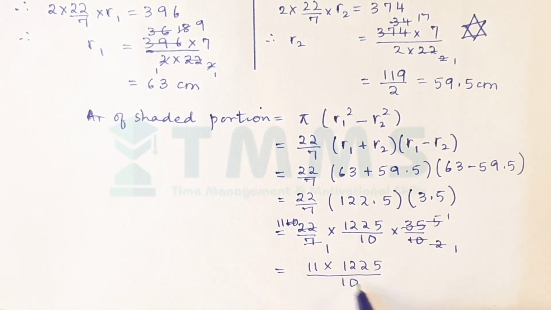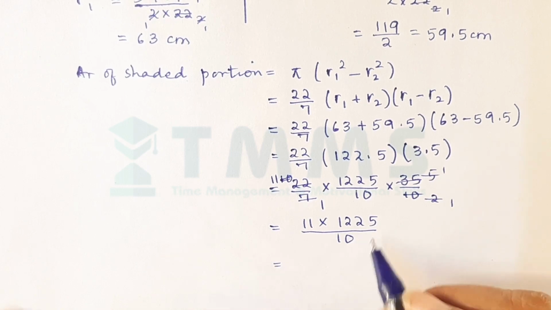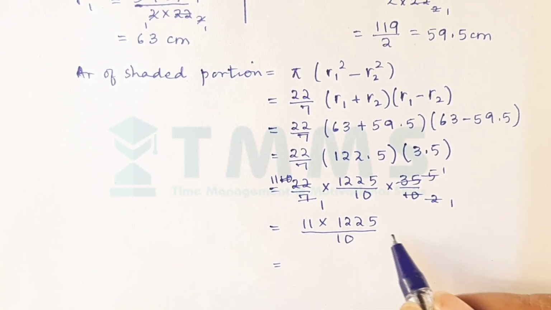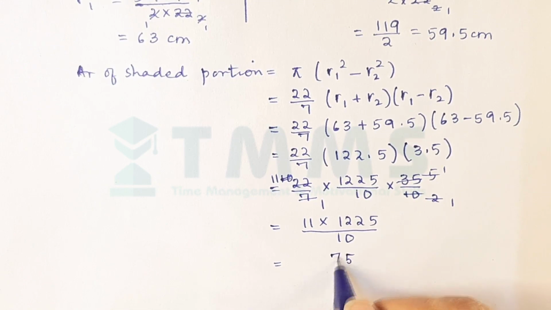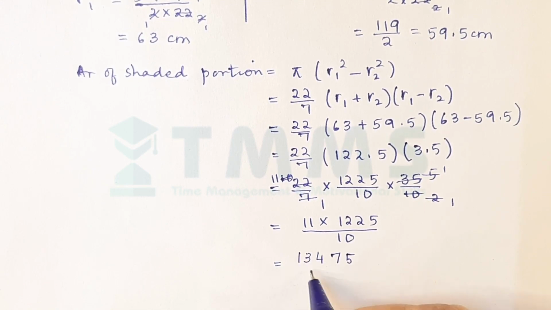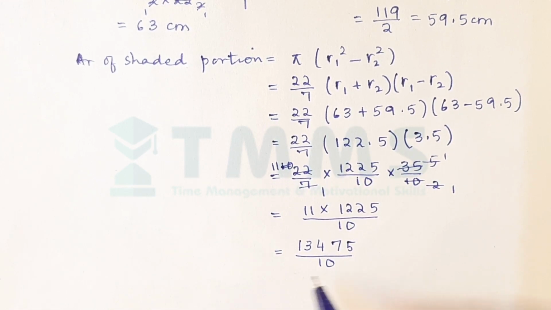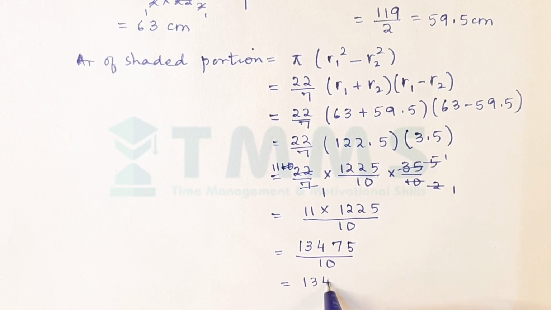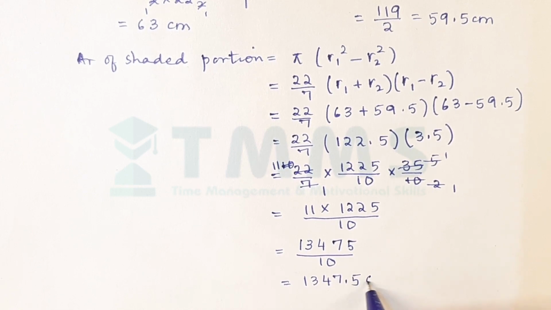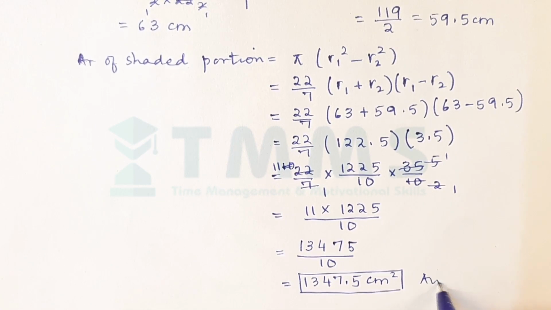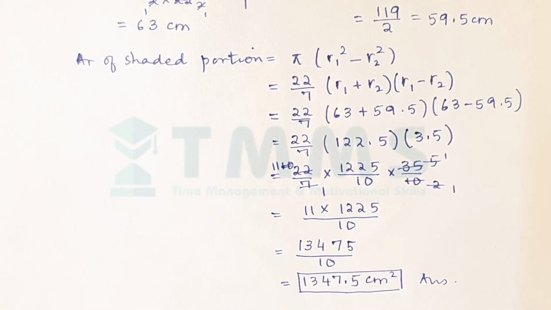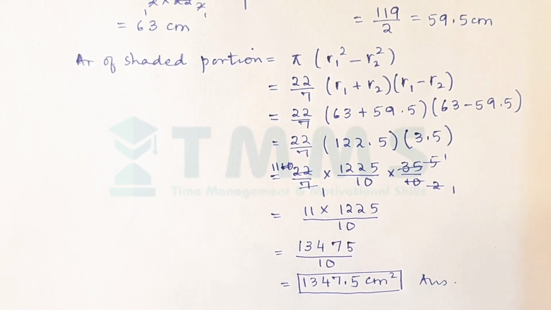1225 upon 10. Now, remember how to get multiple of 11? I have my videos on quick calculations. You can refer to all the shortcuts to get 11 times multiple. I won't waste time on this. So that is how we get the multiples. And then we will have 1347.5 centimeters square, and that is our answer. I will put the link to multiplication by 11 in the description box for your ready reference. So we have come to the end of the video.